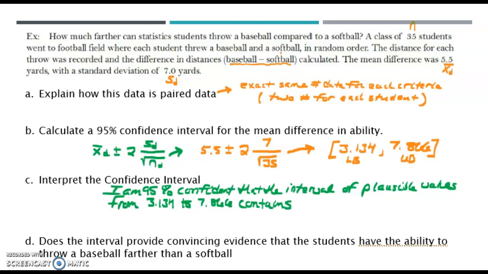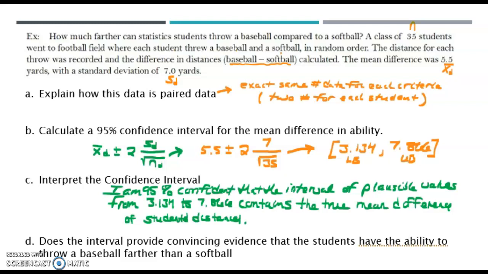So now you need to make sure you're throwing in your context here. The true, and we've gone back to ability, then we did a true proportion. So since we're doing a mean difference here, let's throw in true mean difference of, and basically you're talking about the distances. So I'm just going to put students' distances. Okay. All right. So does this interval provide convincing evidence that the students have the ability to throw the baseball?